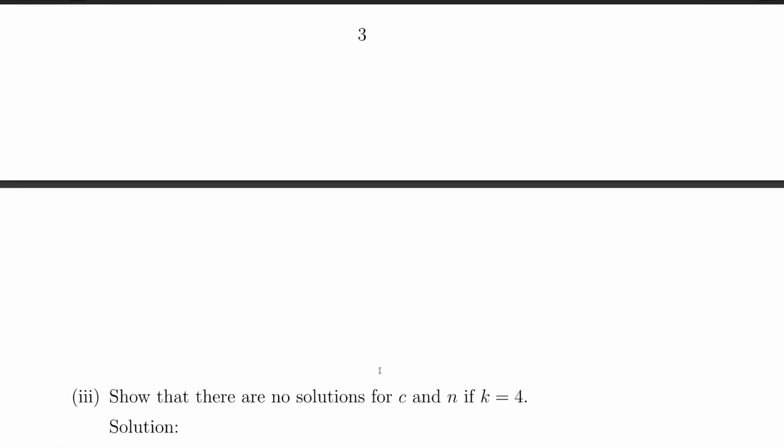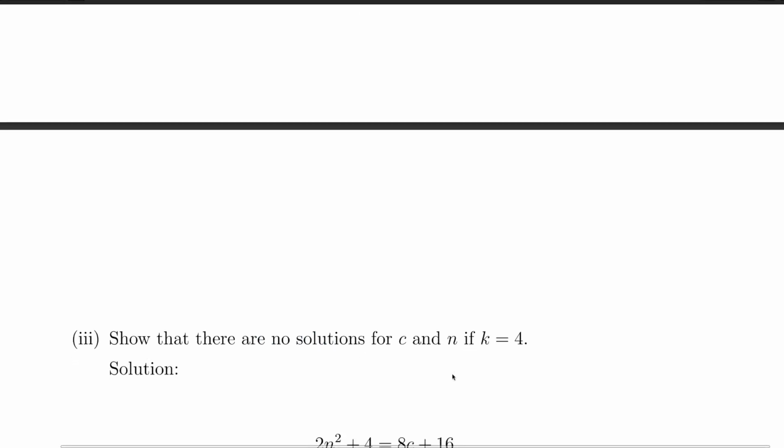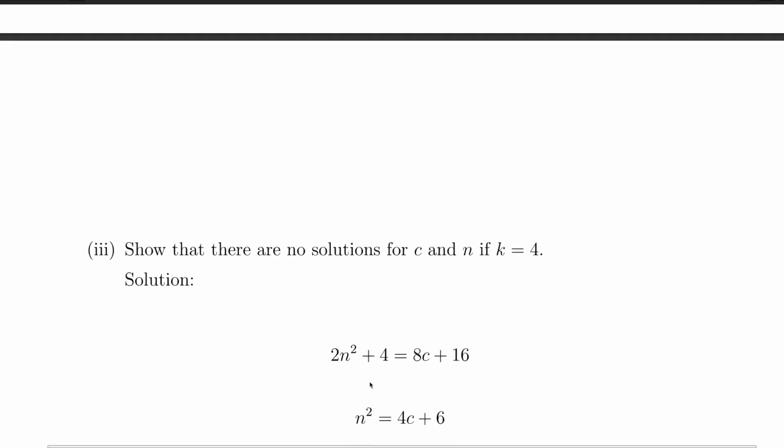And then the next part is show that there are no solutions for c and n if k is equal to 4. Well, again, just plug k equals 4 into the equation, and then you get something like this. And then rearranging for n squared, you get something like this. Whenever you get something like, oh, show that there are no solutions, the first thing that comes to mind for me is a contradiction.